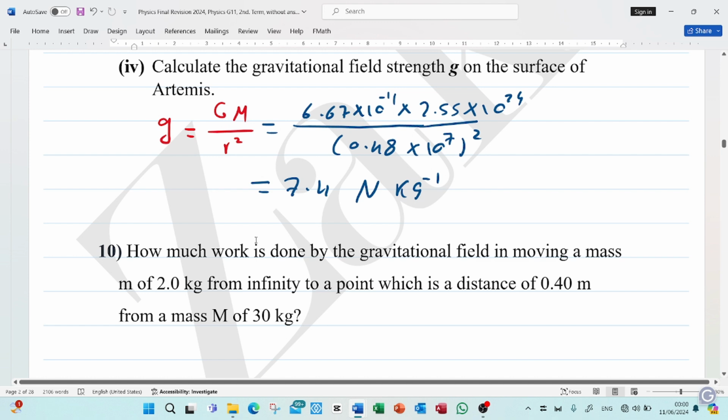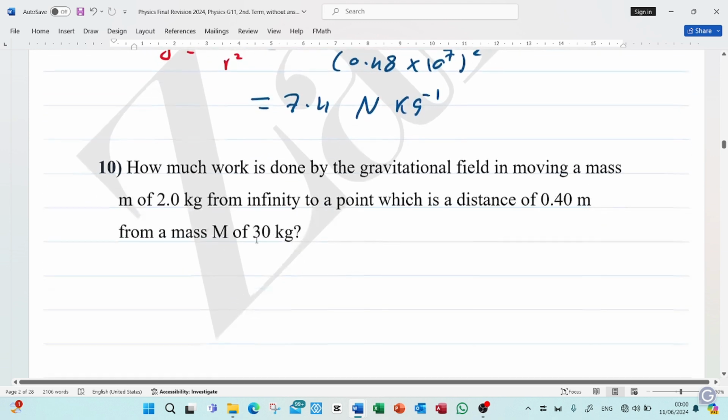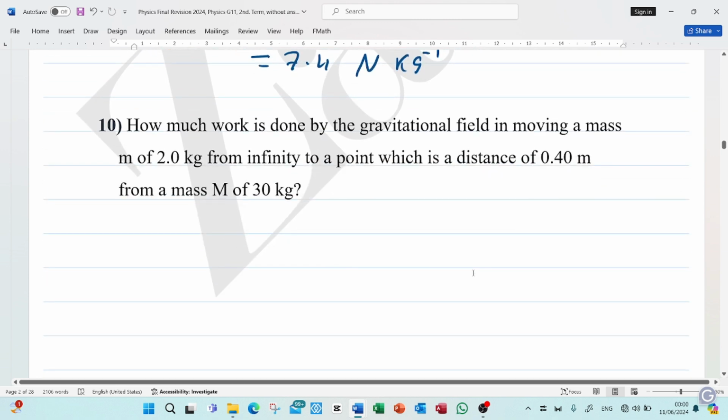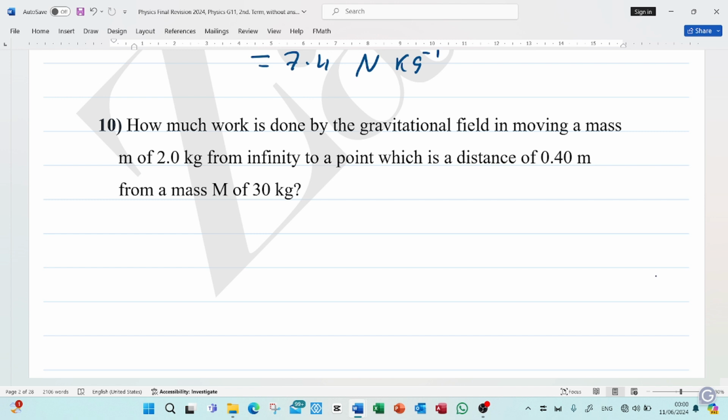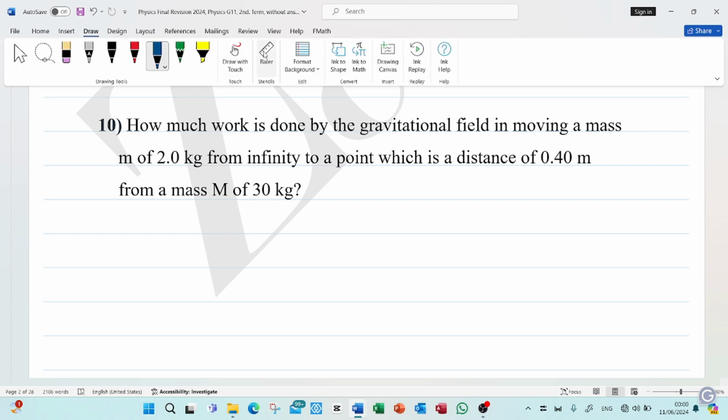Now, next question. How much work is done by the gravitational field in moving a mass m of 2 kilograms from infinity to a point which is distance 4 from the mass m? Now we have the scenario of this question. I draw it for you.